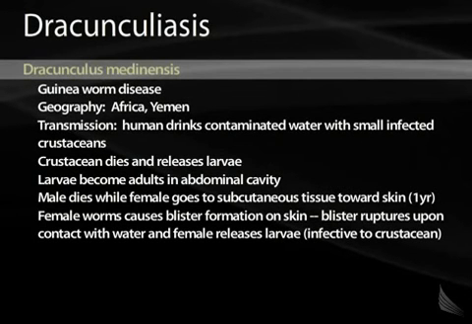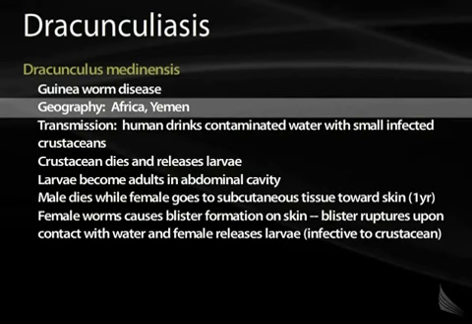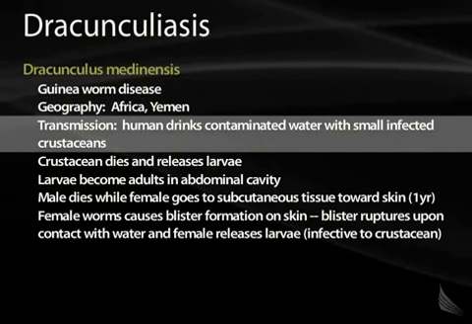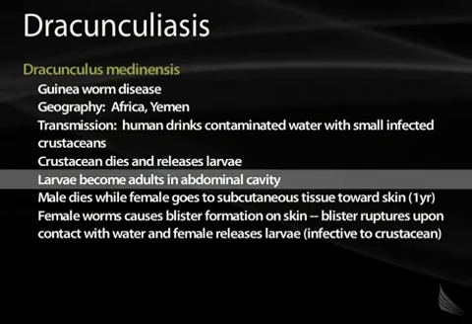Dracunculiasis comes from Dracunculus medinensis. It's the guinea worm disease. You're going to see it mostly in Africa or in Yemen. It's not frequently tested on USMLE Step 1. We get transmission when we drink contaminated water with small infected crustaceans. They die and release their larvae. The larvae become adults in our abdominal cavity.